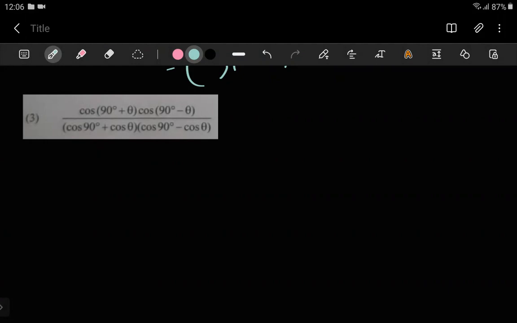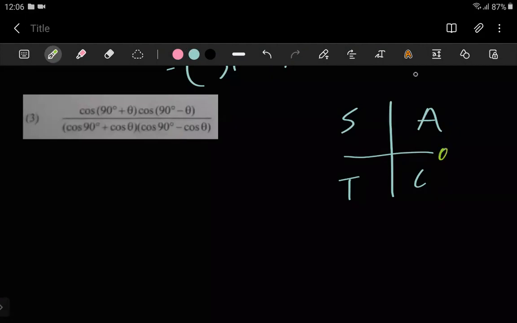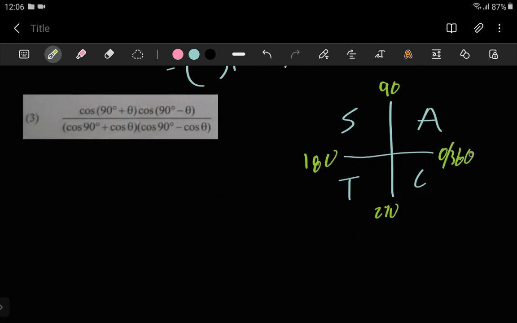Because the first thing here is we can just draw out our CAST diagram. After drawing out our CAST diagram, we have 0, 90, 180, 270, 360, like that. So as long as you have that, we know that 90 plus theta is in this quadrant, of which, as long as we can remember that, we're good to go. We don't have to worry about anything.